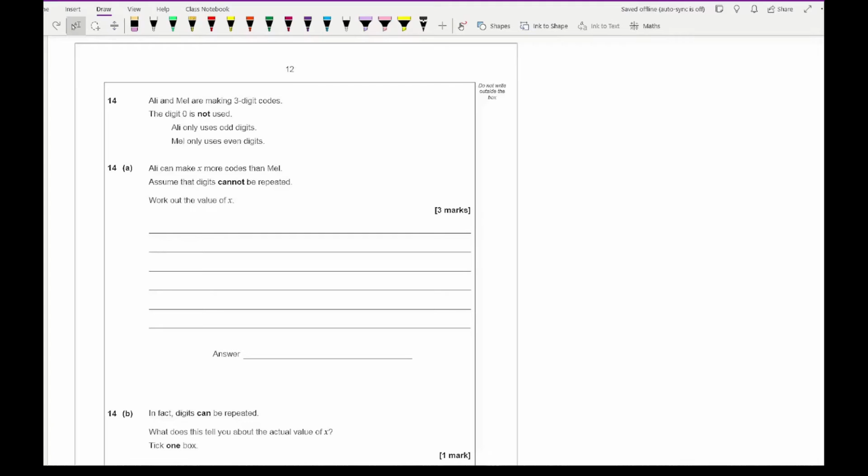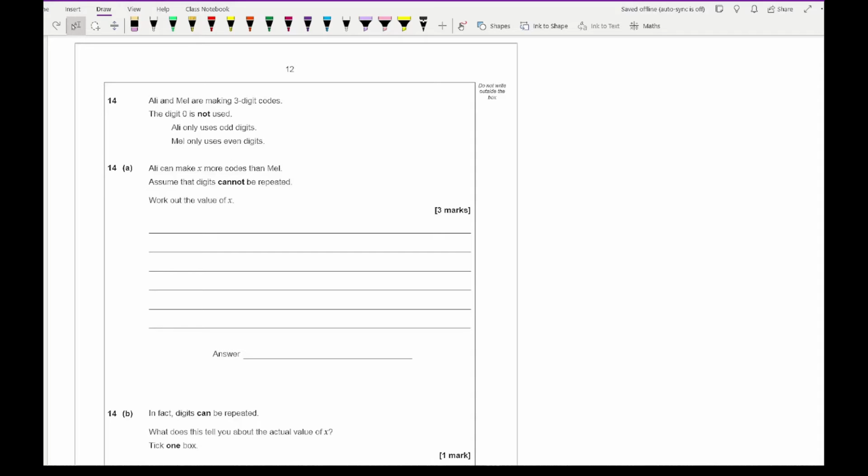Now for question 14, it says that Ali and Mel are making 3-digit codes. The digit 0 is not used. Ali only uses odd digits and Mel only uses even digits. Question 14a says that Ali can make X more codes than Mel. Assume that the digits cannot be repeated. Work out the value of X.